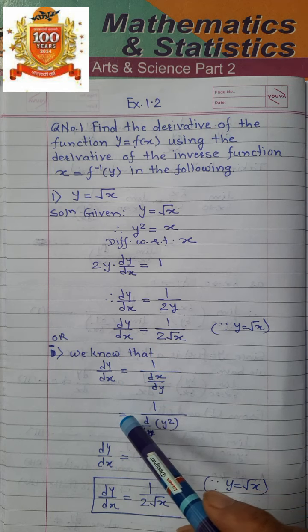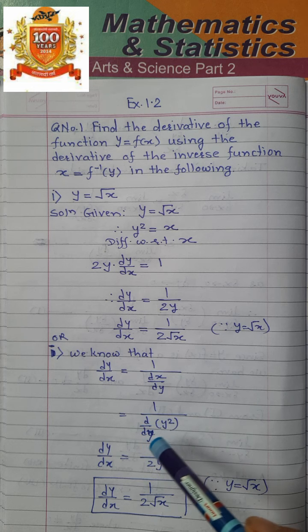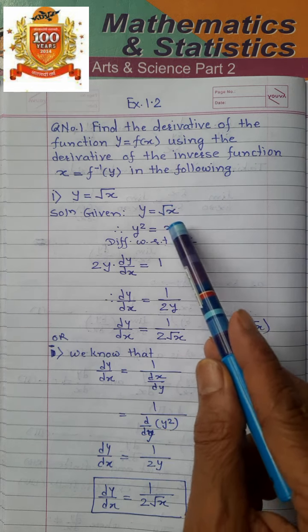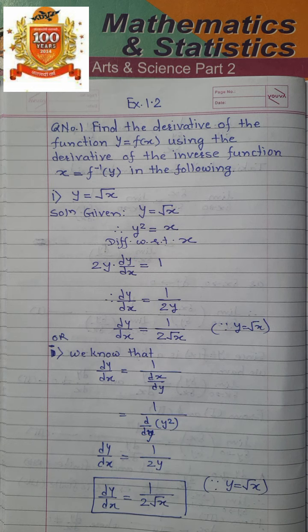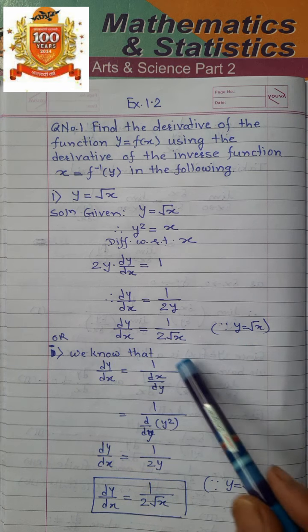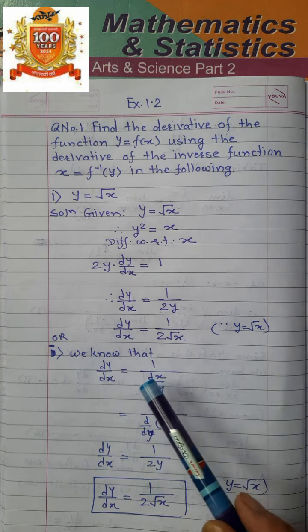Now, this is equal to 1 upon dx by dy, so what is the value of x? x is y square. Put x is equal to y square here. Therefore, dy by dx is equal to 1 upon the derivative of y square with respect to y, which is 2y, isn't it? Therefore, dy by dx is equal to 1 upon 2 and the value of y is root x. Therefore, dy by dx is equal to 1 upon 2 root x, since y is equal to root x.